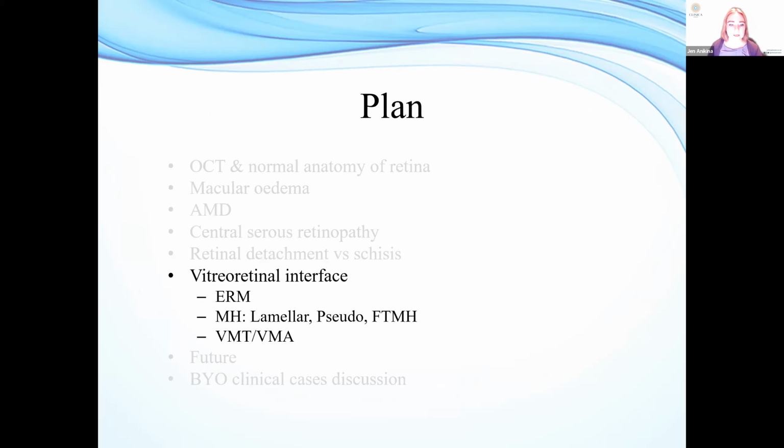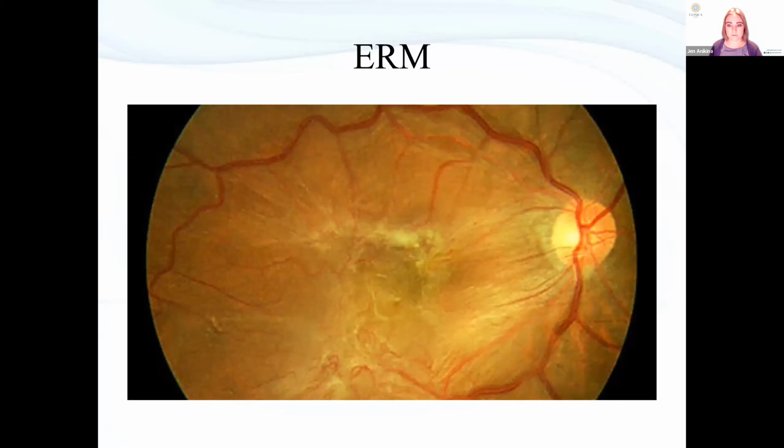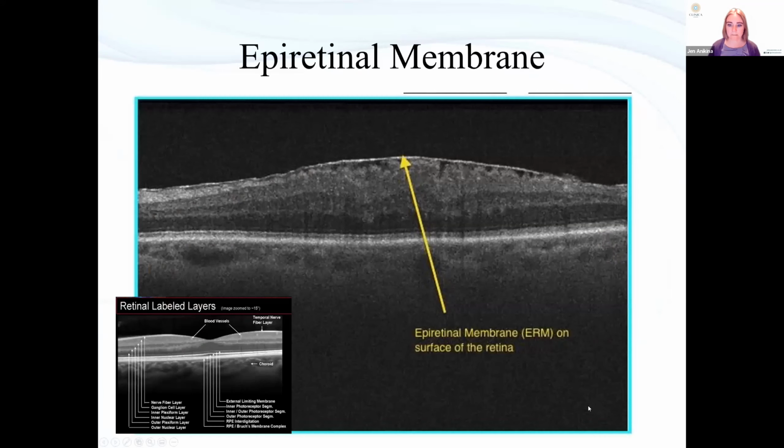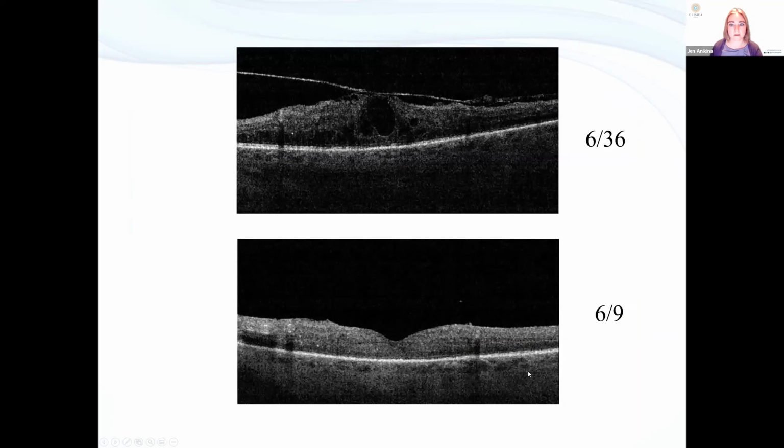So quickly running through the vitreoretinal interface. This is obviously my pet subject as well. Here's a nice epiretinal membrane. You can see a lot of this vascular distortion. You can see this one with bulk, and here is an epiretinal membrane OCT. There's a nice bright line on top. You've got loss of the retinal contour, loss of the foveal pit. So this is taken through the fovea, and it's a bump rather than a dip.